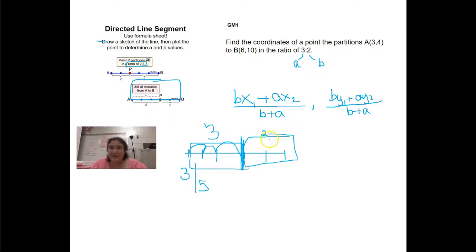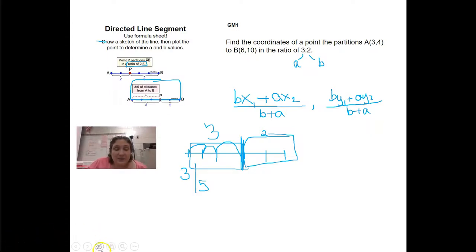So the hardest thing in a directed line segment is knowing the B and the A. If it says ratio, even if it has a fraction, but it uses the term ratio, it's cut and dry. The first number is always your A, the second number is always your B. If it doesn't say ratio and it gives you a fraction, you have to determine what those values are.